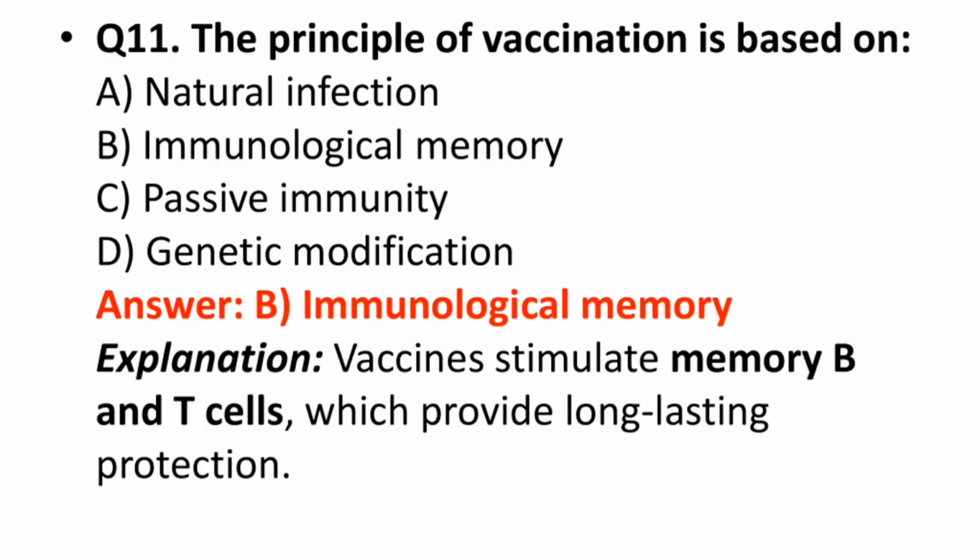The principle of vaccination is based on option A natural infection, option B immunological memory, option C passive immunity, option D genetic modification. The correct answer is option B immunological memory. Vaccines stimulate memory B and T cells, which provide long-lasting protection.